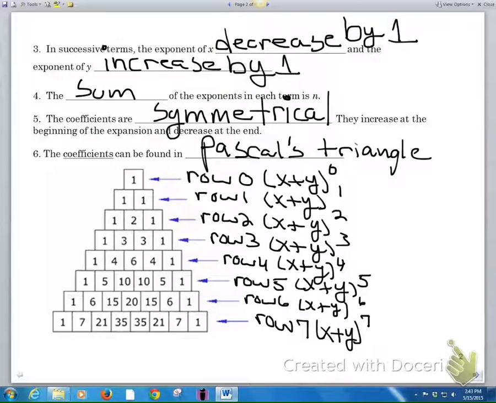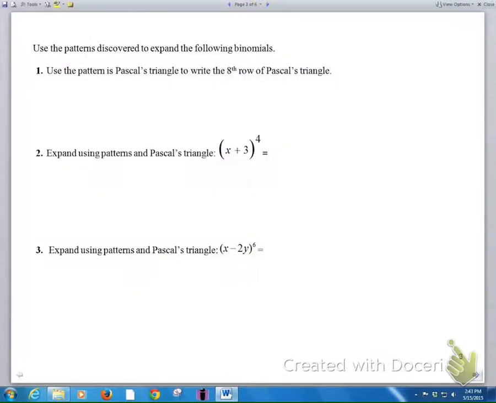So you use each row. So why don't you take a moment to write that down. Okay, so if you've got x plus y to the fifth, you'd use the fifth row, and so on. You can always pause, too, if you need some more time. You can pause the YouTube video.